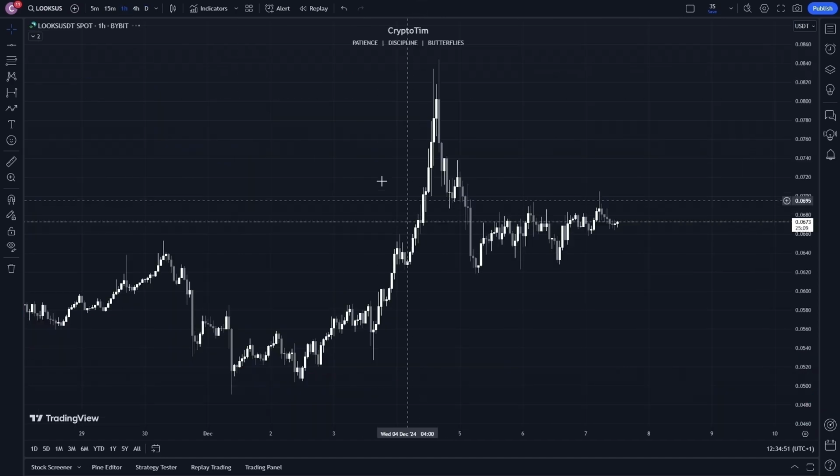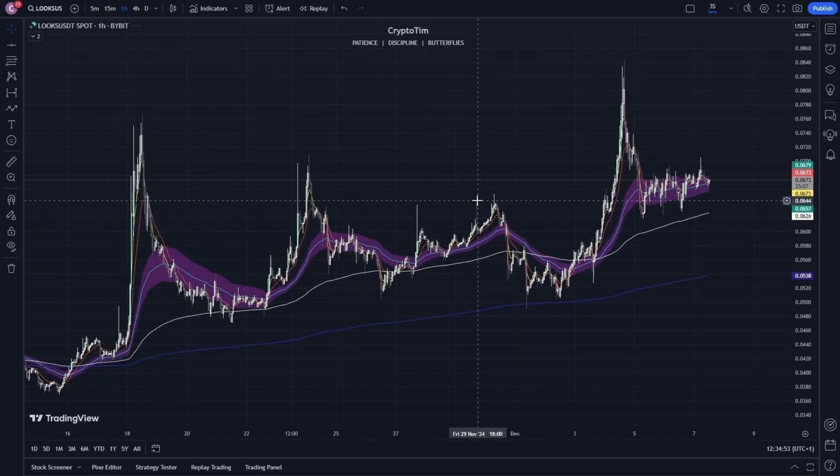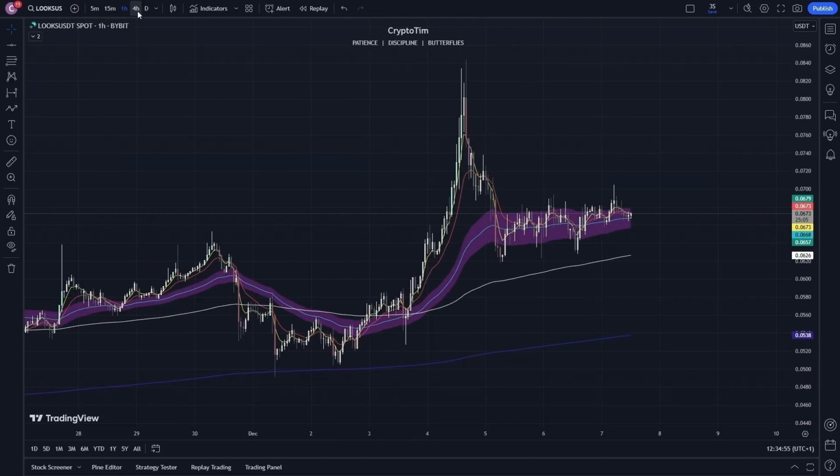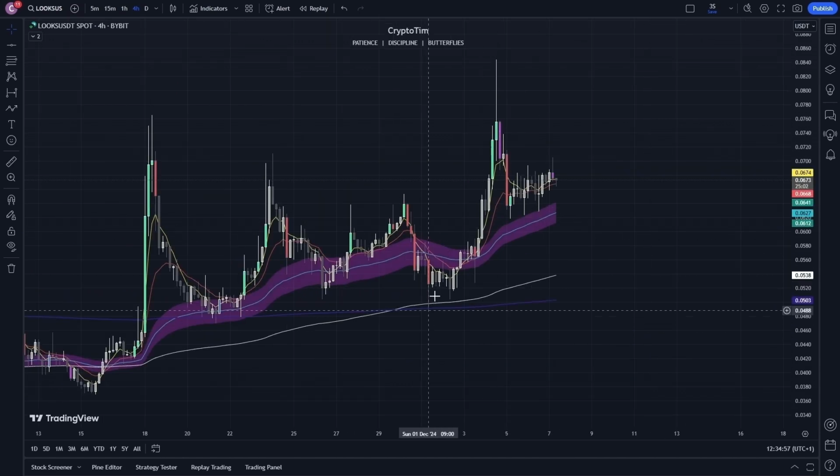If we're looking for entries, we go to some type of lower time frames, let's say like the 4-hour. I personally like to look for Fib retracement levels to get an entry. I like to look for fair value gaps. I like to look for vector candles and so on. So that's pretty much my strategy on how I look for spot holdings.